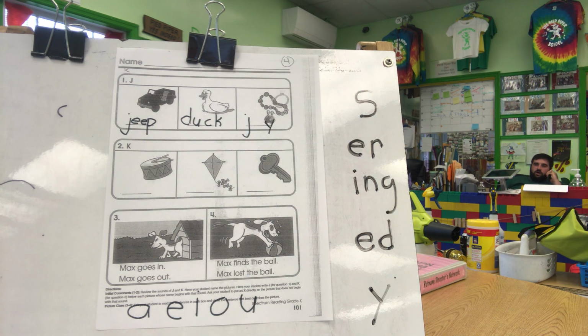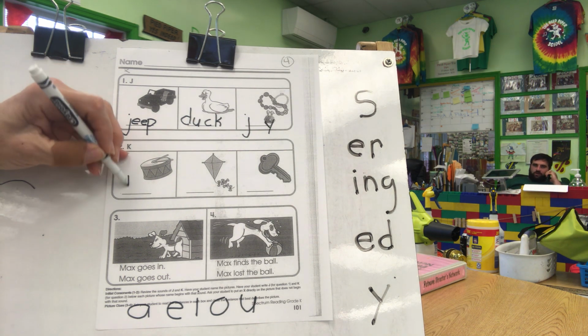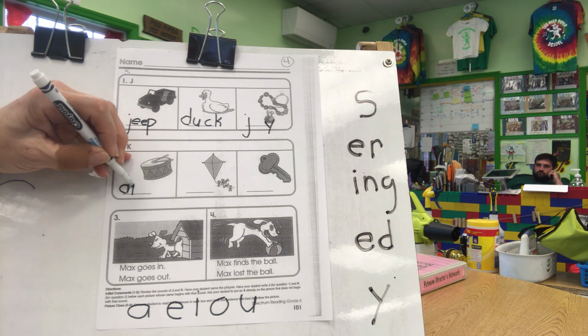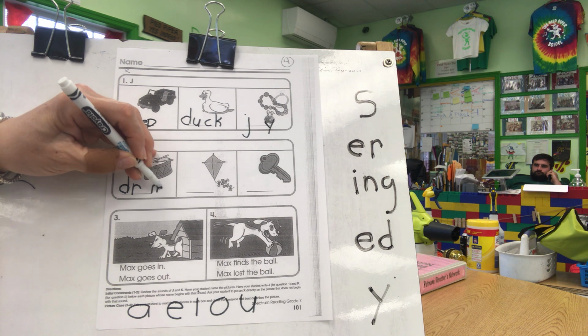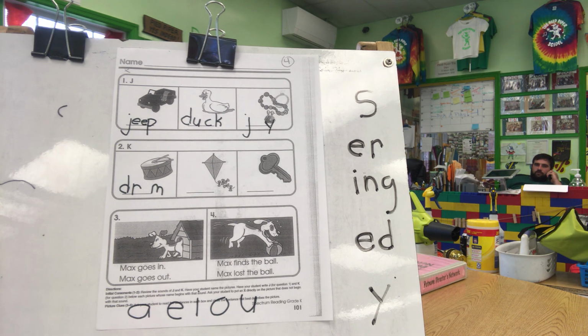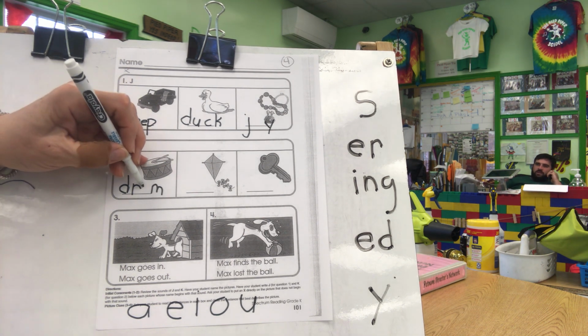Number 2. That looks like a drum. D and dr. Put an R there. Dr. Mmm. There's the M. Now what's in the middle? What vowel? Dr. Under. Up. There's the U.